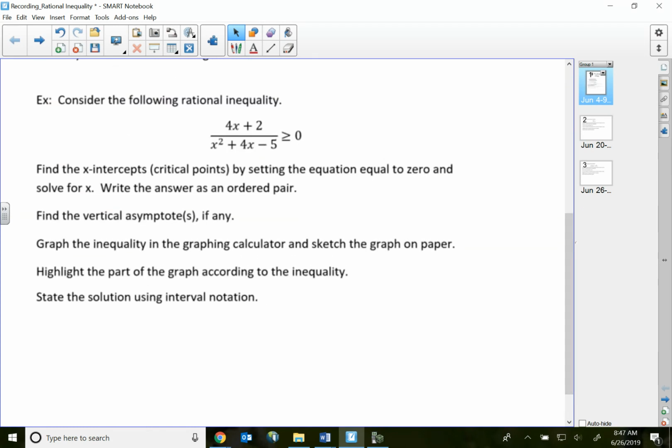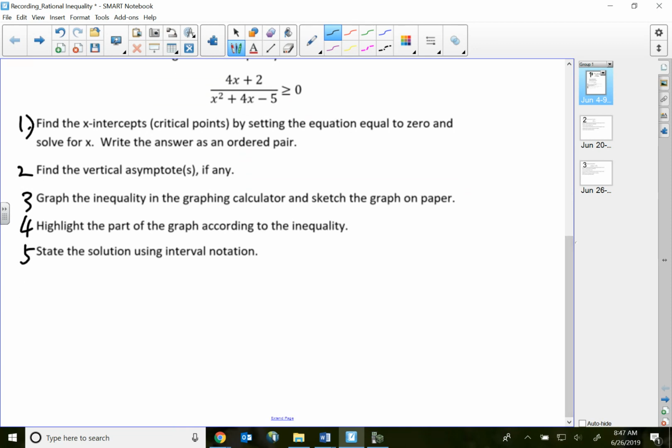So consider this rational inequality. My function is already by itself, greater than or equal to 0. So what we're going to do first is find the x-intercepts, and then we can find the vertical asymptotes. So when we graph it, we know where our asymptotes are located.